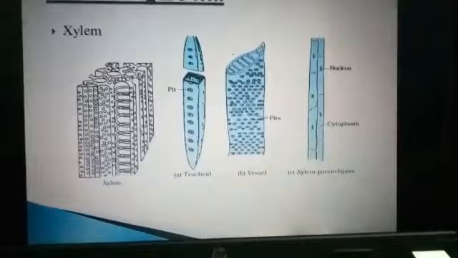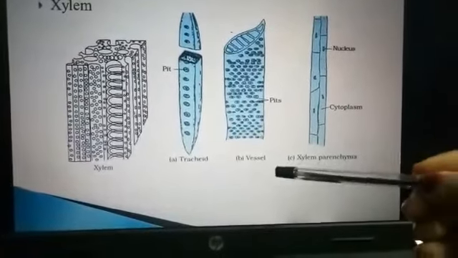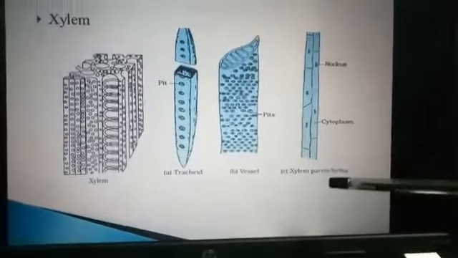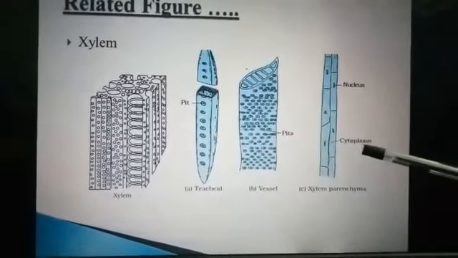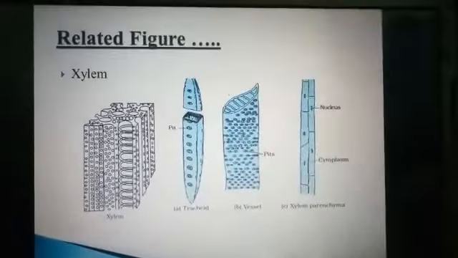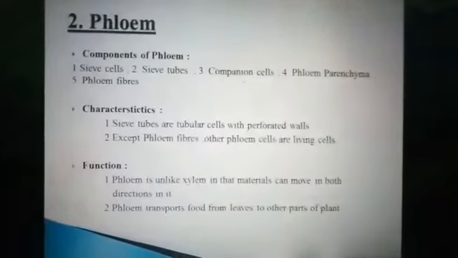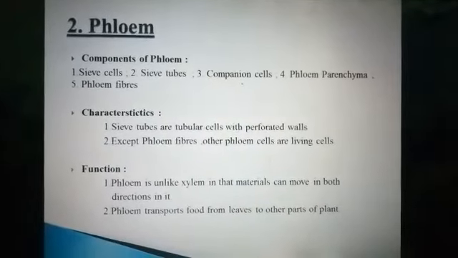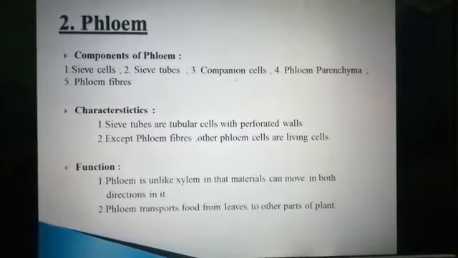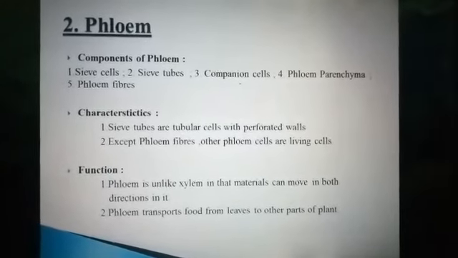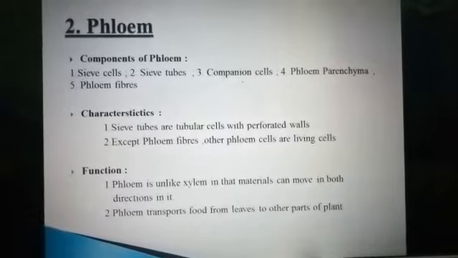Then next, the related figure, just look here. Tracheid is there, vessel is there, xylem parenchyma is there, and then pits are there for conduction of water. Then cytoplasm, nucleus, more or less familiar terms are there. Then next is phloem. So 5 components are there: sieve cells, sieve tubes, companion cells, phloem parenchyma, and phloem fibers.